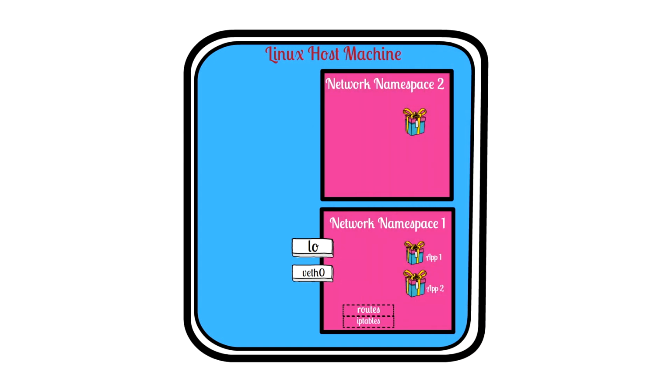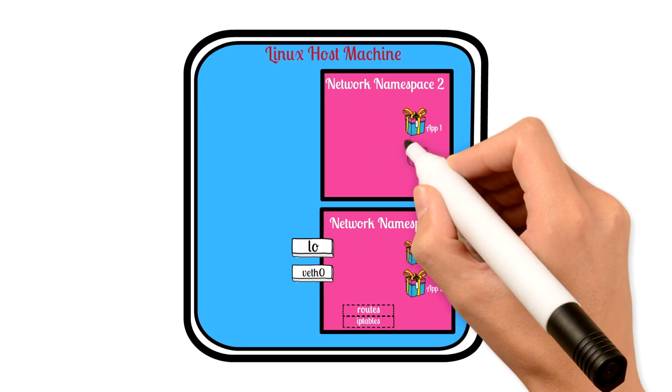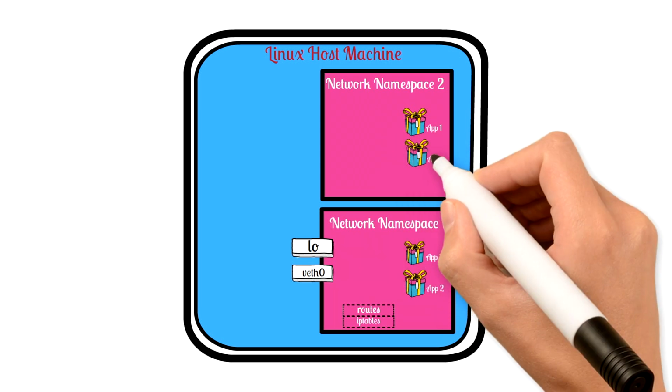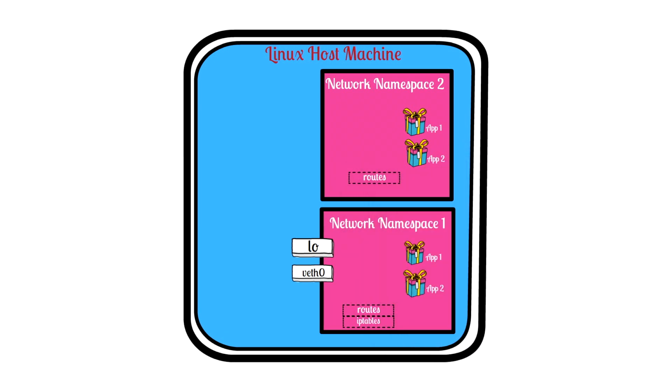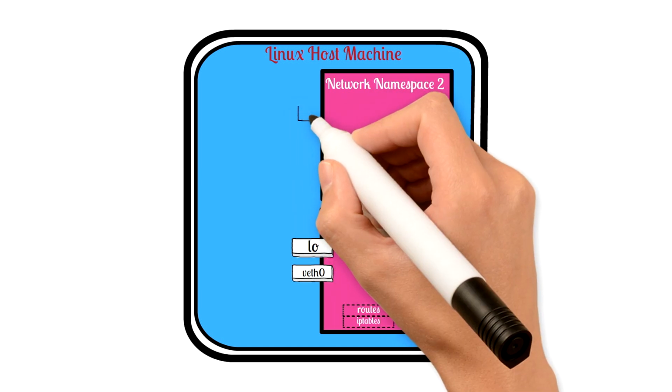In Linux, one can create such network namespaces using the ip netns command and later use the ip netns command to view the available network namespaces in the machine.